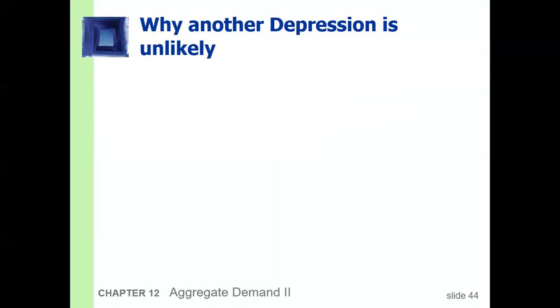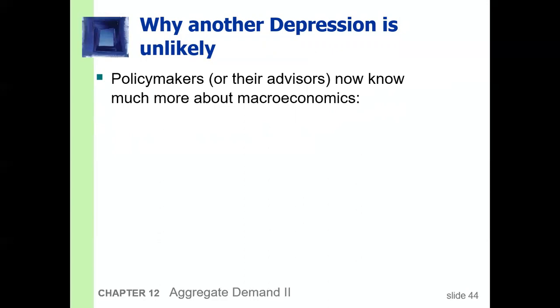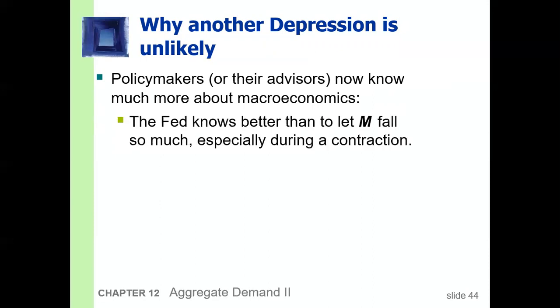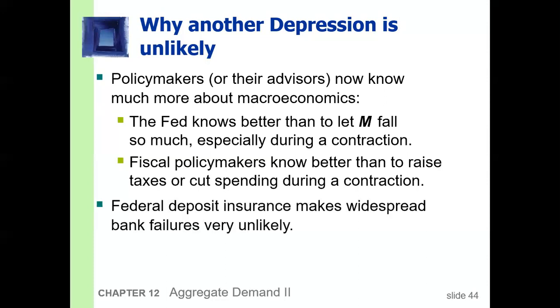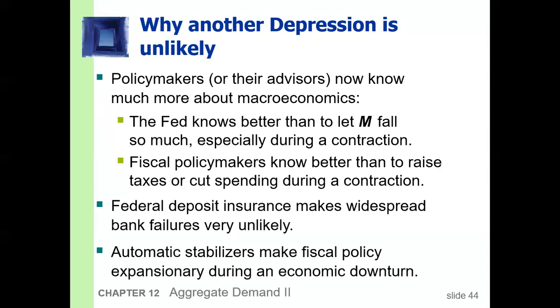At the end, why is another depression unlikely to happen? Because now policymakers and their advisors, as we studied in these two chapters, know much more about macroeconomic issues. Central banks know better than to let the money supply fall so much, especially during a contraction. Fiscal policymakers know better than to raise taxes or cut spending during a contraction. Also, federal deposit insurance makes widespread bank failures very unlikely. Also, the automatic stabilizers make fiscal policy expansionary during an economic downturn.